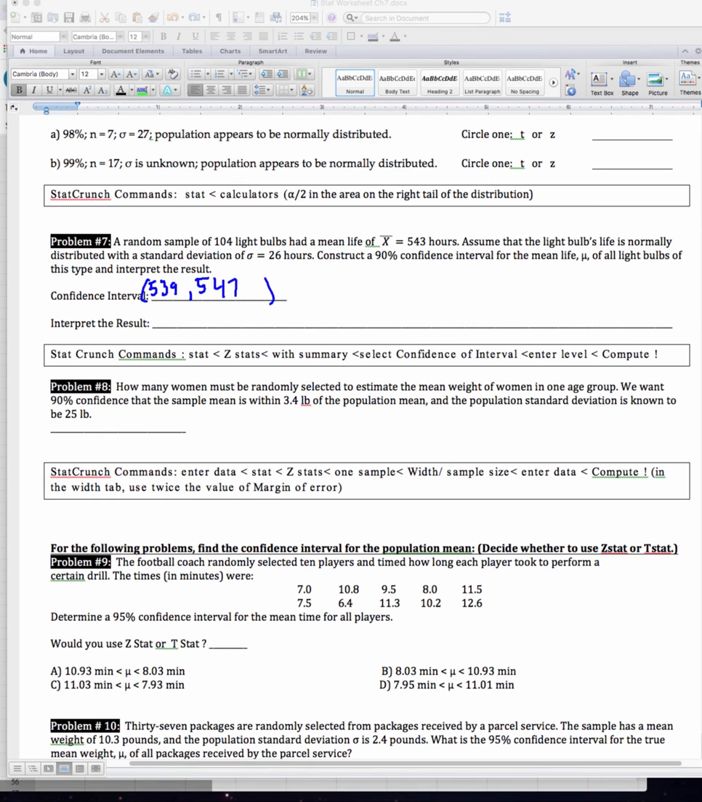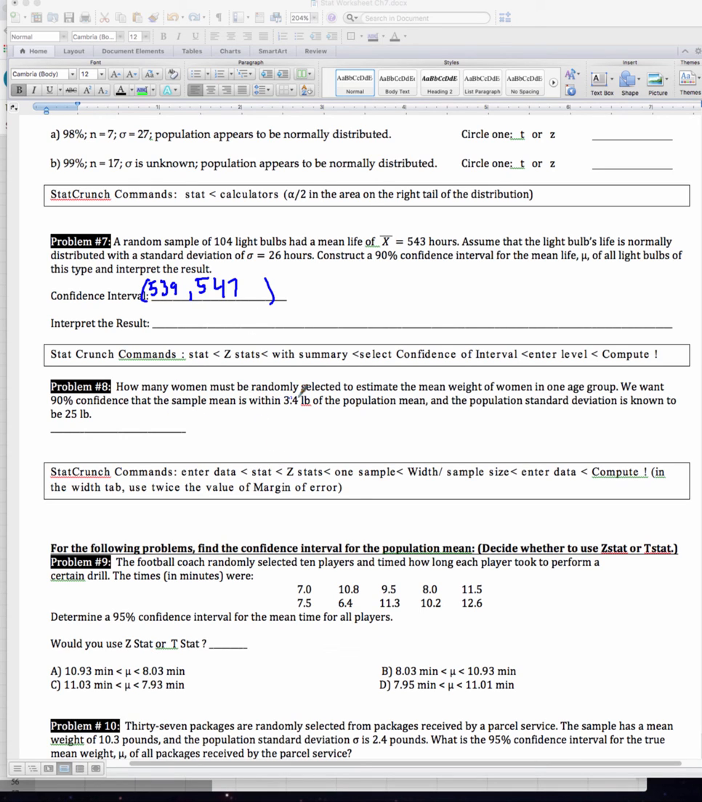Okay, so the interpretation is we are 90% confident that the interval from 539 hours to 547 hours contains the true mean life mu of all light bulbs of this type. Okay, so you could rewind it and set that up.